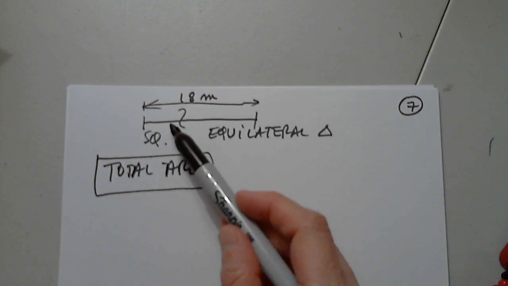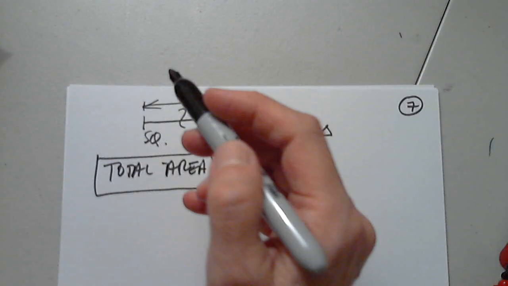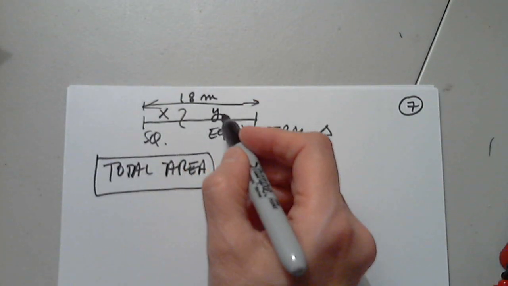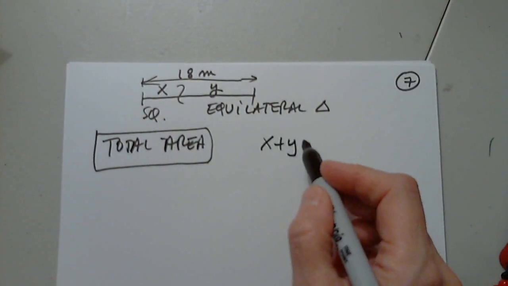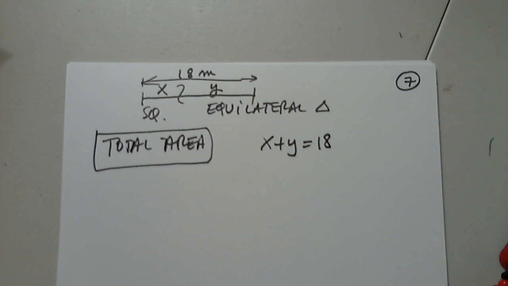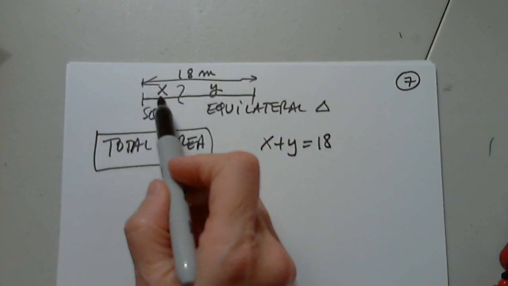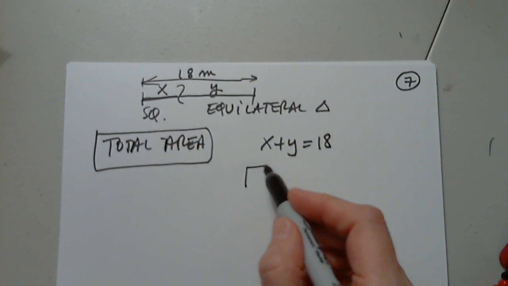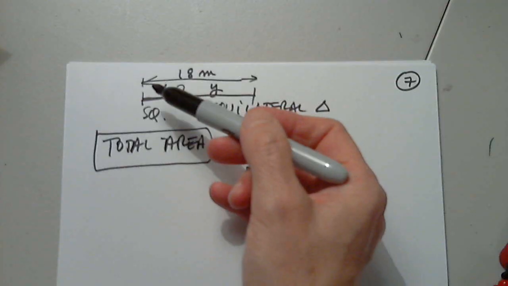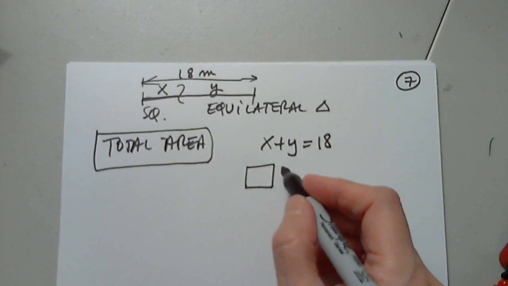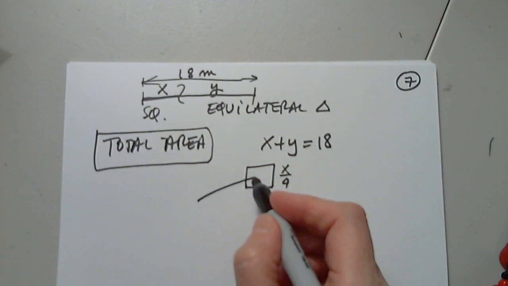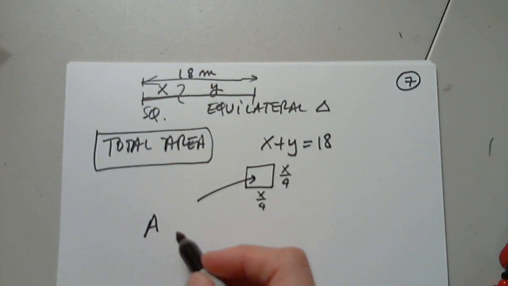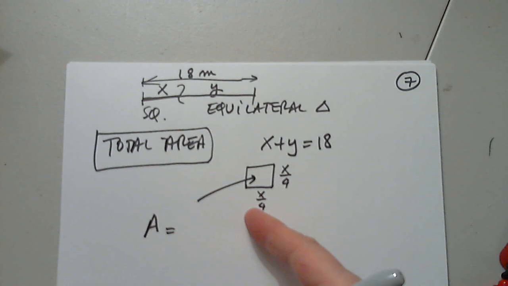Perfect. So this piece is x and this piece is y, and we know that x plus y equals 18. This piece will be converted into a square, but since the length is x, the side will be x over 4. So the area of the square is x over 4 squared.